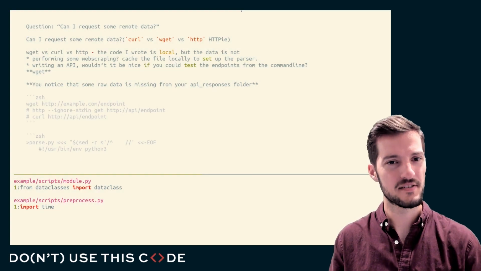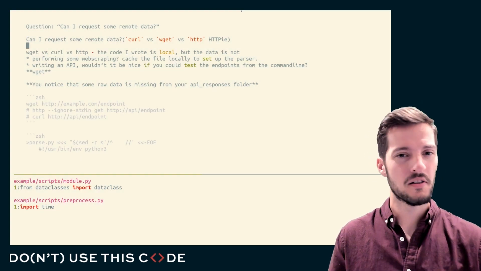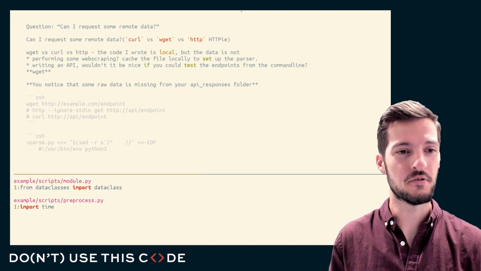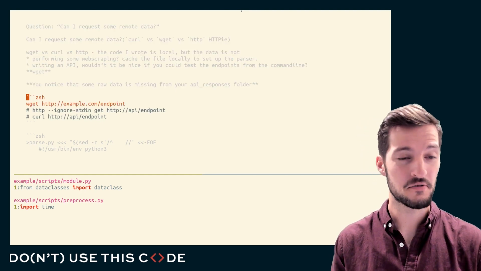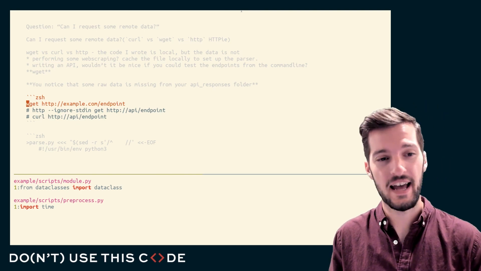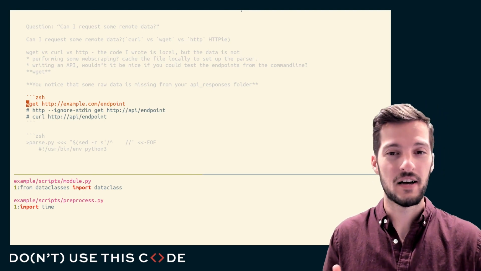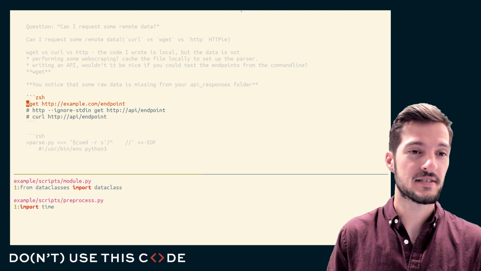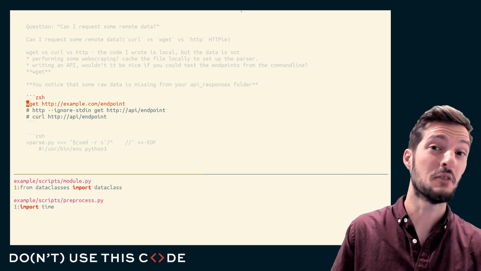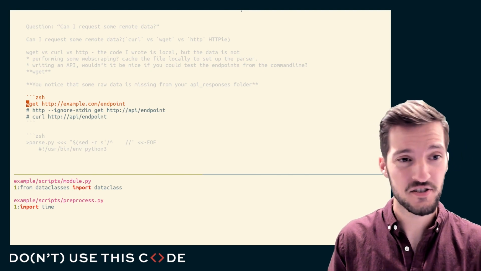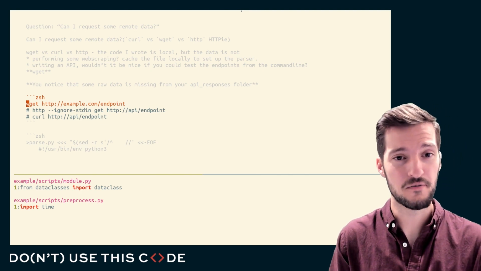Can I request some remote data? Let's journey through some of the tooling that you can use in order to request data from an online source, right? So we can actually send GET and POST requests to a website. We can get the HTML response, or if it's an API, we can get a JSON response. So let's explore what some of these tools are.